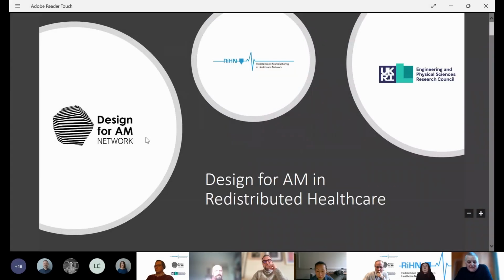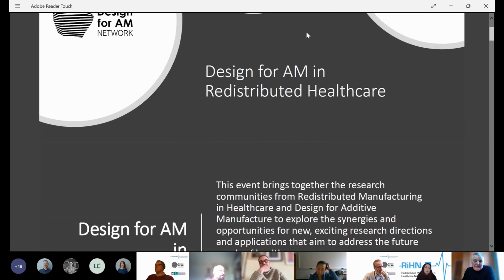Design for Additive Manufacture in Redistributed Healthcare, an event from the Design for Additive Manufacturing Network and the Redistributed Manufacturing in Healthcare Network, both funded by the EPSRC. Our aim overall is to pull out knowledge and best practice about how this is done, in order to inform future research initiatives and future research projects.